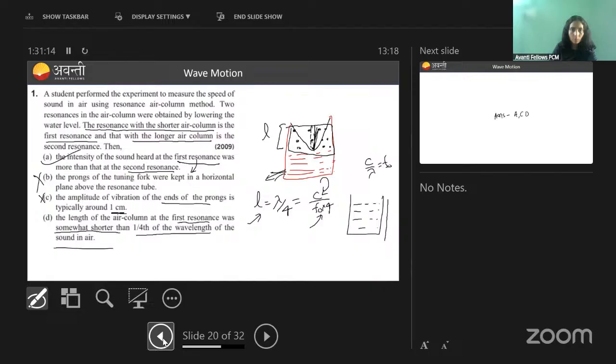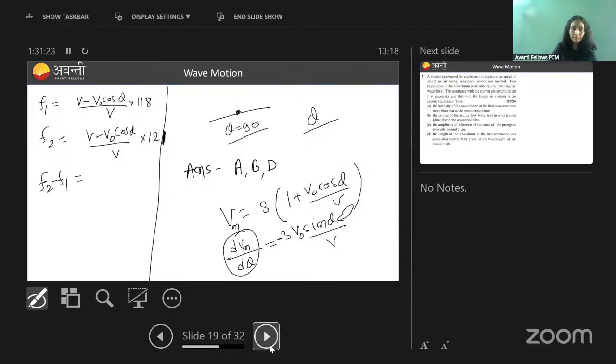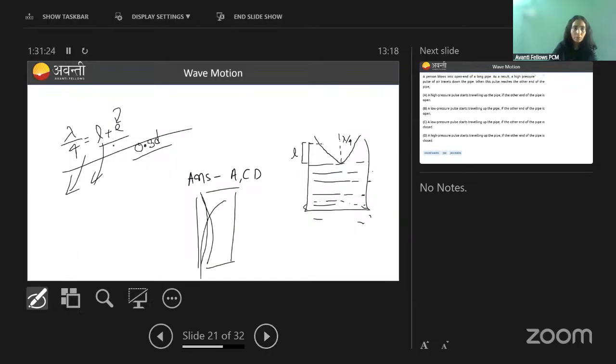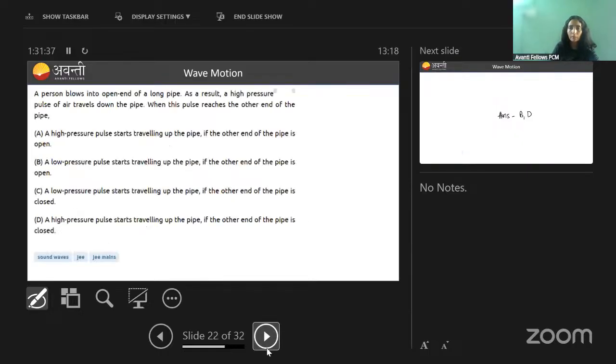So basically length is not equal to lambda by 4, it is somewhat different from that. So the length of air column at the first resonance was somewhat shorter than the quarter wavelength. So yes, length is shorter, right? Length को अगर आप लिखो तो lambda by 4 minus e. So yes, it is shorter than what? Lambda by 4. Sorry, I told greater. No, it's shorter. ठीक है. This is also from basic concept.